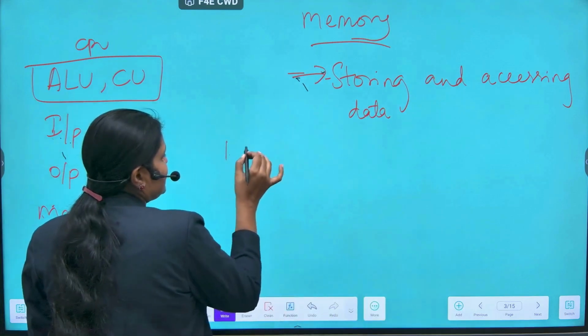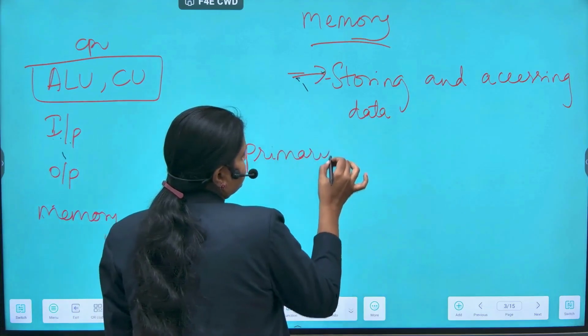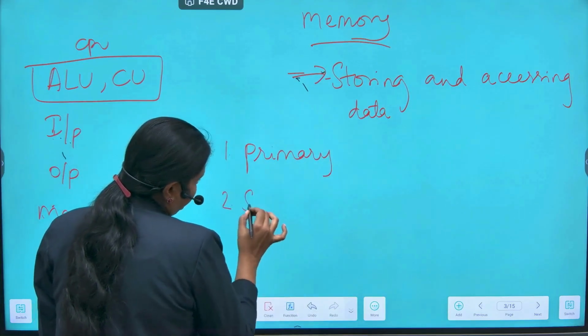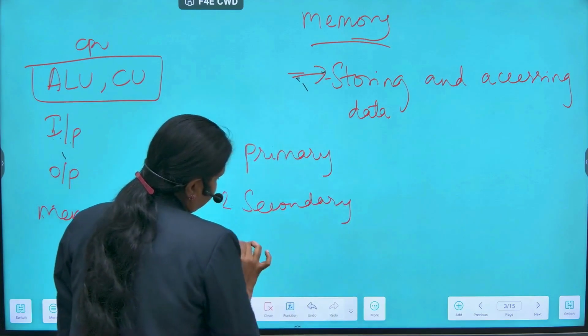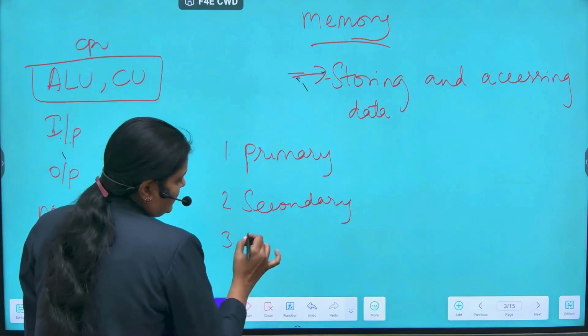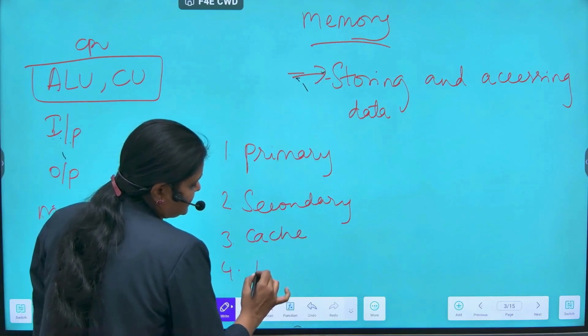So what are the various kinds of memory? Firstly we have primary memory. Next we have secondary memory. Next we have cache memory and registers.